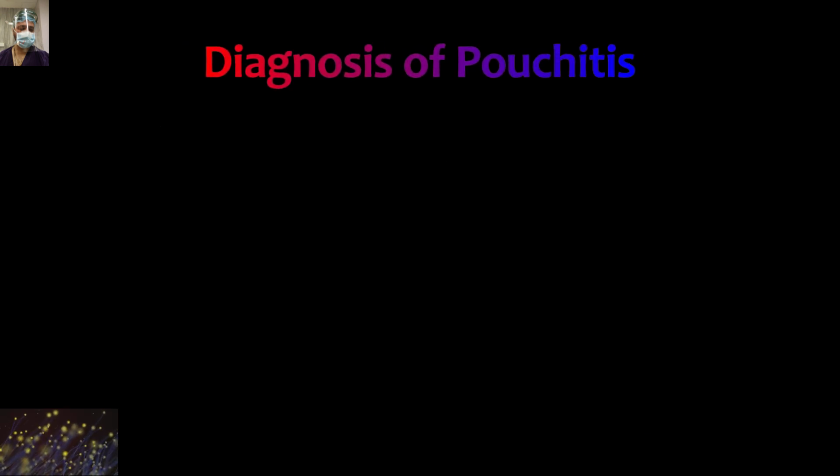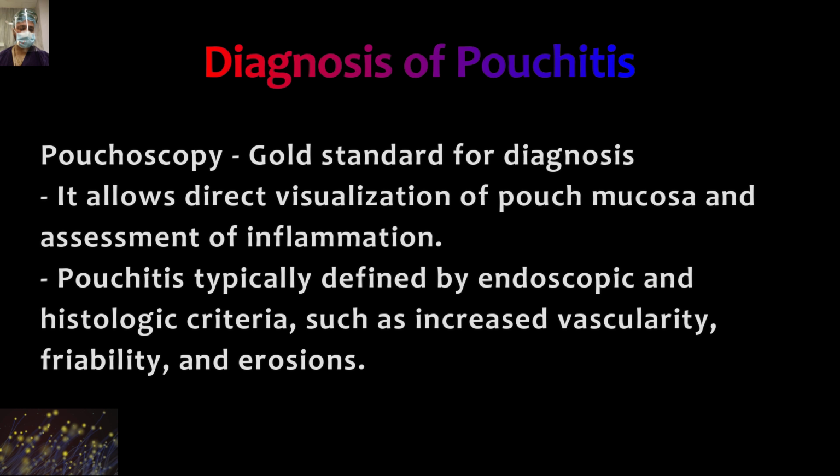So how do we diagnose this condition? Pouchoscopy, that is the endoscopic examination of the pouch, is the gold standard for diagnosis, as it allows direct visualization of the pouch mucosa. You can inspect the ileal mucosa and see how much inflammation there is, its extent, and the kind of inflammation. Pouchitis is typically defined by endoscopic and histological criteria such as increased vascularity, friability and erosions.